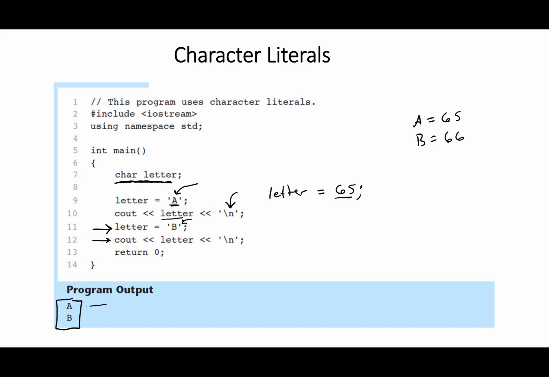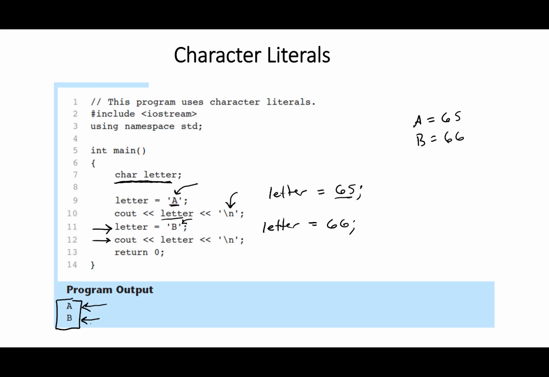So for instance, if we store 65 to letter and then we print out letter, it's going to print out A to the screen. And same thing with B, we could do letter equals 66. And then when we print that out, since this is a character, it's going to print out B to the screen or to the console.